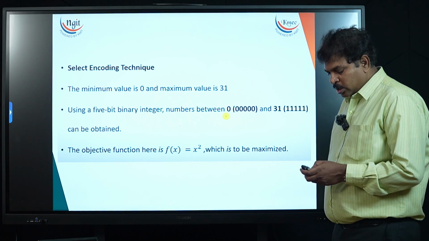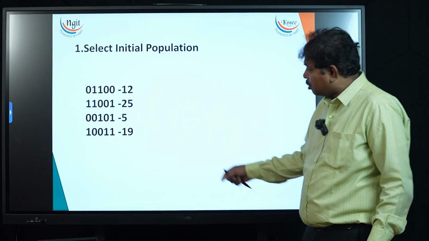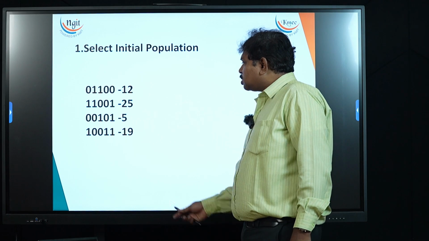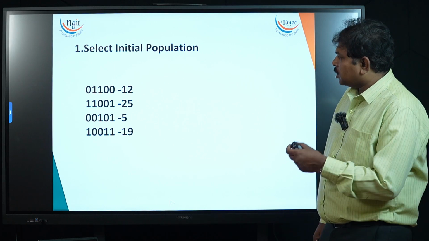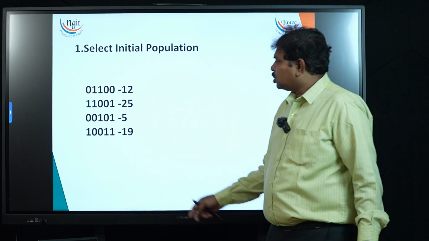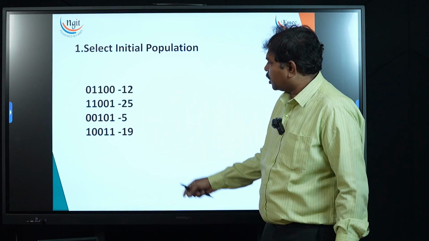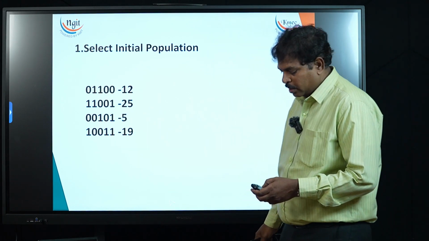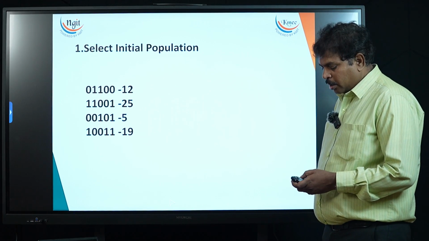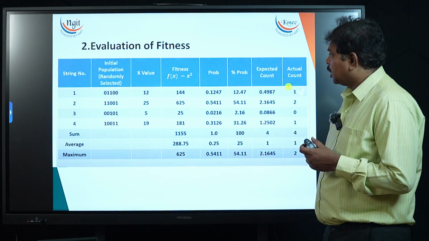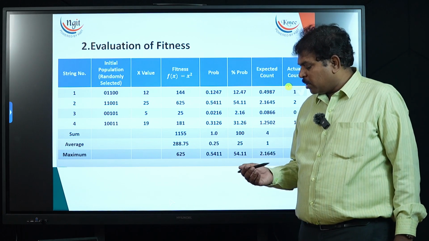So the next step in the genetic algorithm is selection of the initial population. Here I have taken 4 input numbers: 12, 25, 5, 15. Now I take this population. Each number is converted into the corresponding binary number of 5-bit length. When you convert 12 you get this binary number, 25 you get this binary number. Now I use binary bit encoding and apply encoding on my population. This is the initial population that I randomly selected.